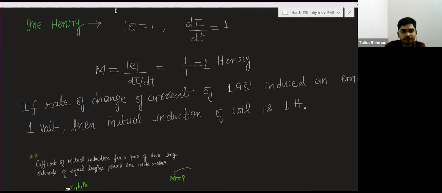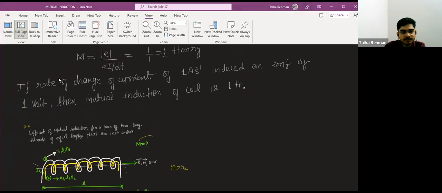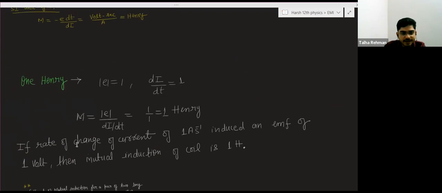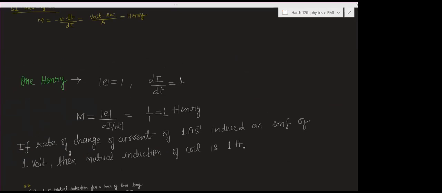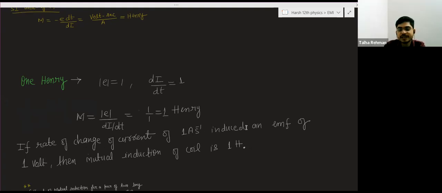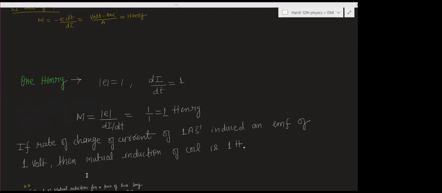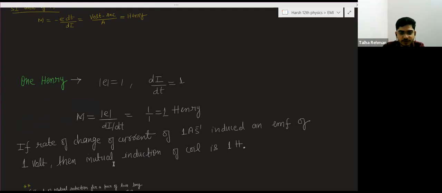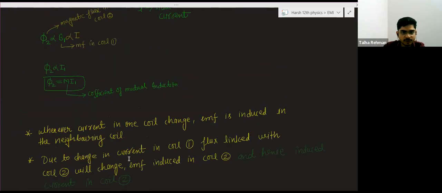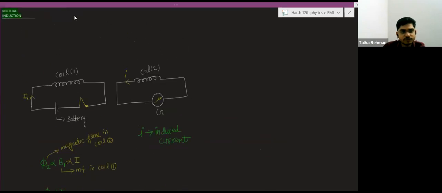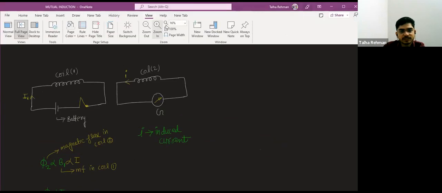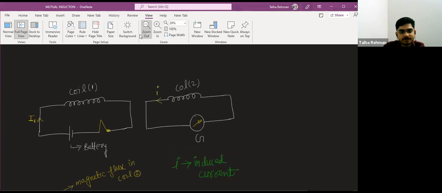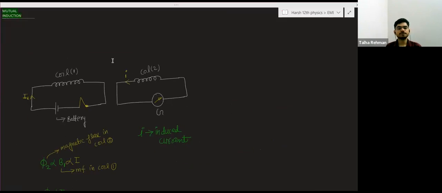So basically, what is 1 Henry? If a rate of change of current of 1 ampere per second induces an EMF of 1 volt, then the mutual induction of the coil is 1 Henry. So mutual induction is a very simple phenomenon. It is based on electromagnetic induction and can be explained with the help of Faraday's law. So note this down.